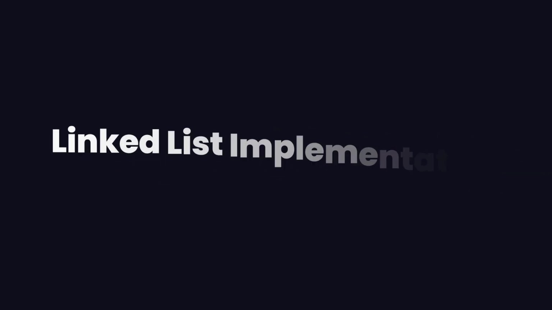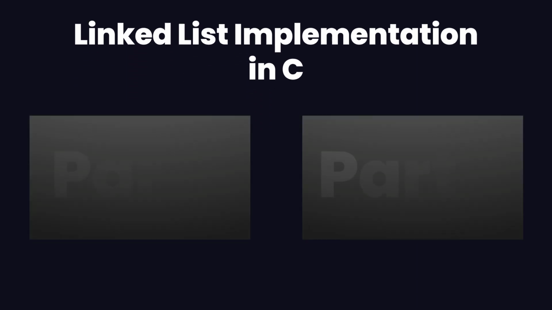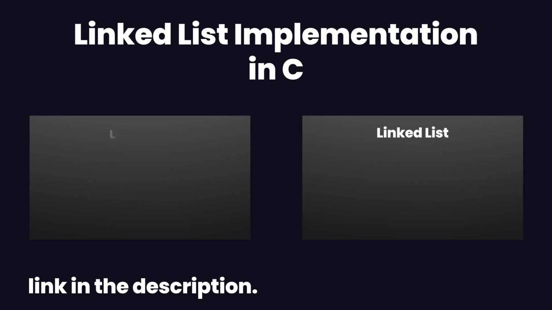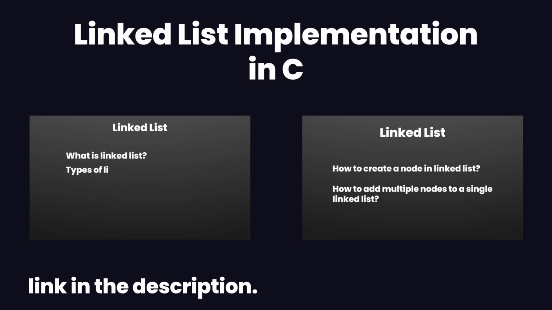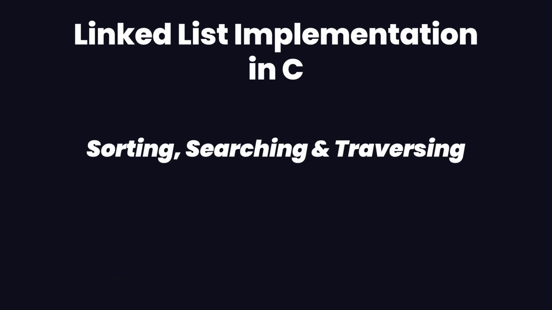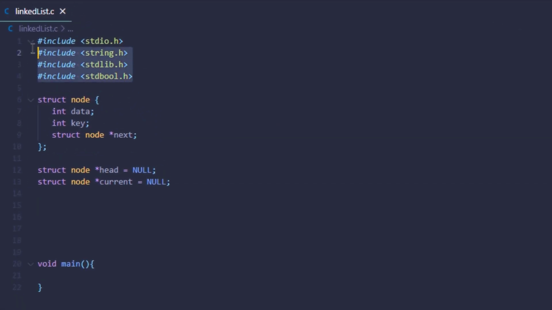In this video, we are going to be focusing on the implementation of linked list in the C programming language. In the previous two parts, we have already discussed what a linked list is, how it is different from arrays, and how to create nodes in a linear linked list. In this video, we are not only implementing the linked list, we are also going to perform operations like sorting, searching, and traversing. So as you can see, I have already included the set of libraries that I need to make this implementation work.